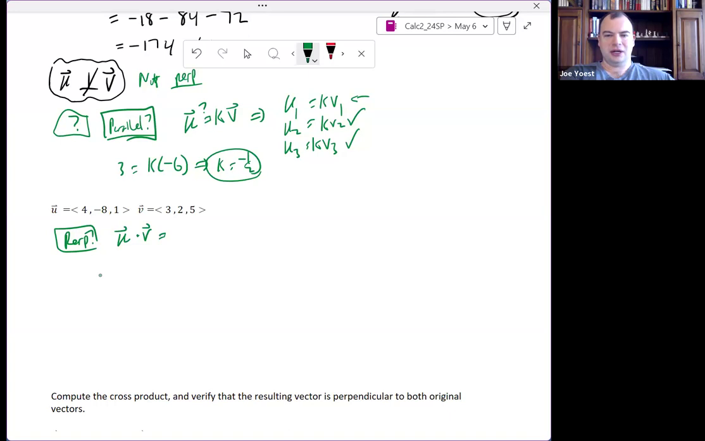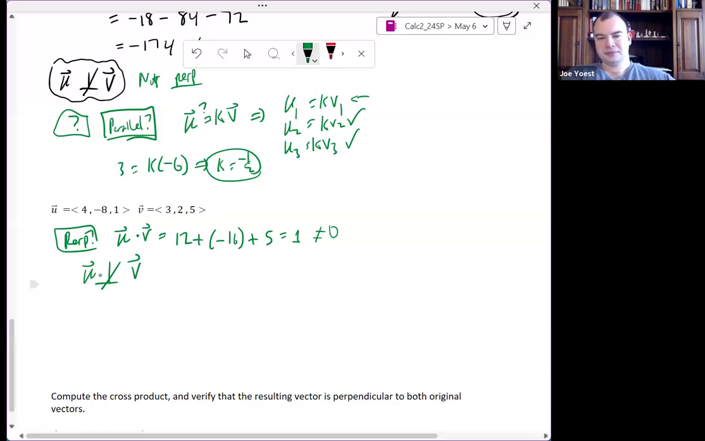So again, computing the dot product, I just multiply the first components. 4 times 3 is 12. To that, I add the product of the second components. -8 times 2 is -16. And to that, I add the product of the third components. 1 times 5 is 5. 17 minus 16 is 1, which is not 0. U and V are not perpendicular for this U and V.